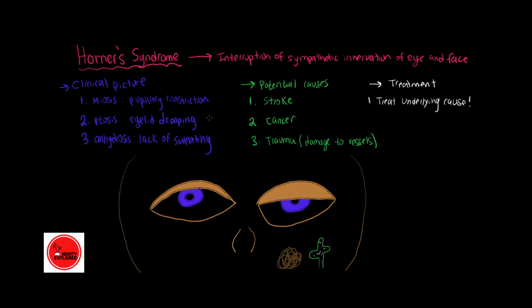Next, you have ptosis, which is eyelid drooping, and the reason behind this is the muscle called the superior tarsal muscle, which is responsible for keeping the eye open, and it's innervated by sympathetics. So just like before, when you knock out the sympathetics, you're left with a drooping eyelid.